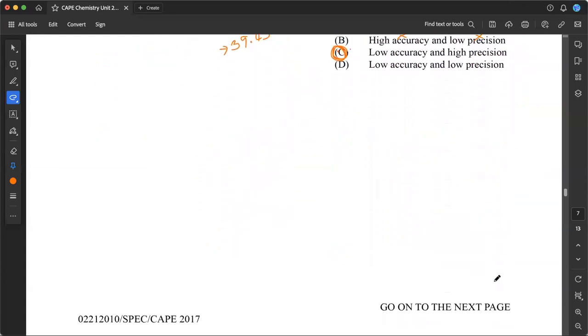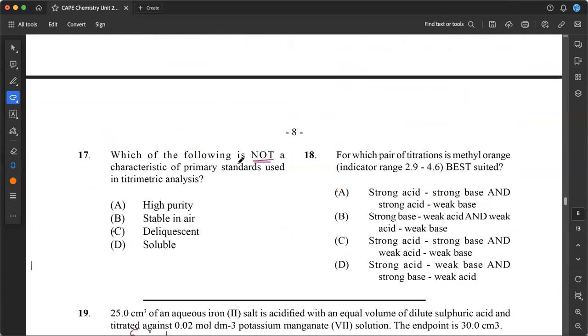So moving along to 17 now. 17 says, which of the following is not a characteristic of primary standards used in titrimetric analysis? So what are some characteristics of primary standards? Is it that it has to have high purity? That's true. Does it have to be stable in air? That's true. Does it have to be deliquescent?